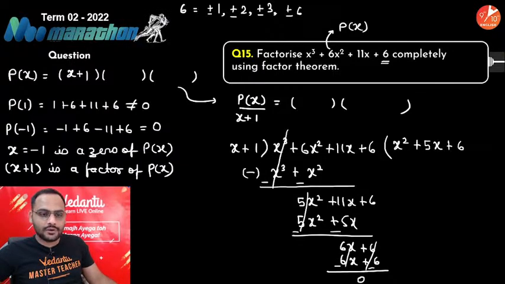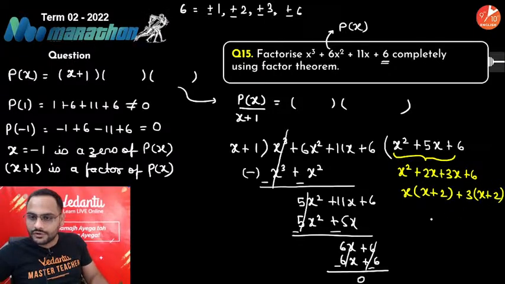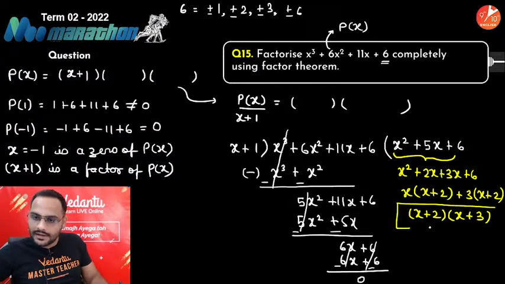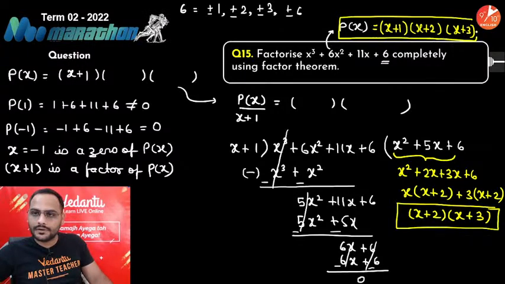Now you will be thinking, sir, where are the other two factors? The other two factors are over here. Factorize this. x square plus 2x plus 3x plus 6, x common, x plus 2, 3 common, x plus 2. You are getting x plus 2 into x plus 3. These are your remaining two factors, right? So I can say, sir, this polynomial p of x can be written as first x plus 1 multiplied with x plus 2 and x plus 3. This is the factorization.